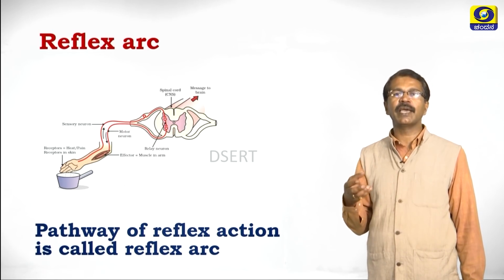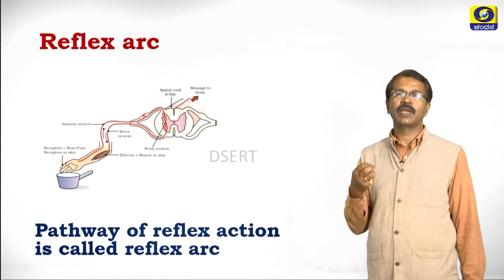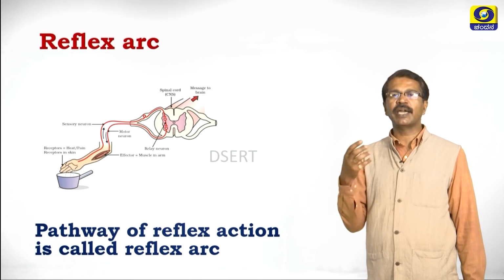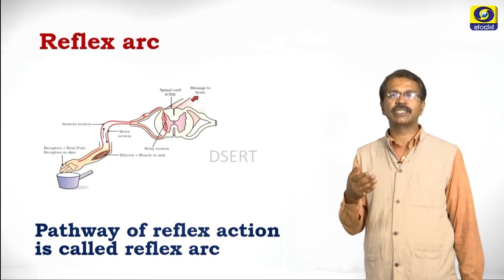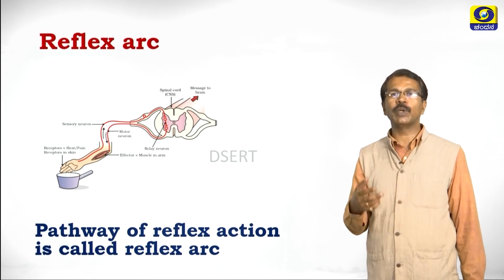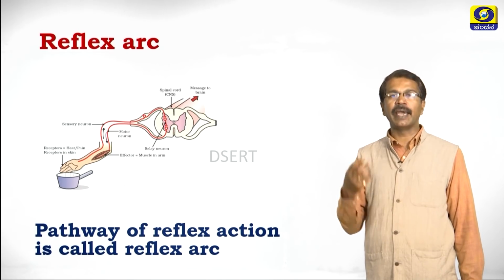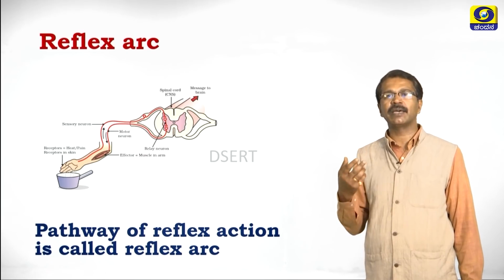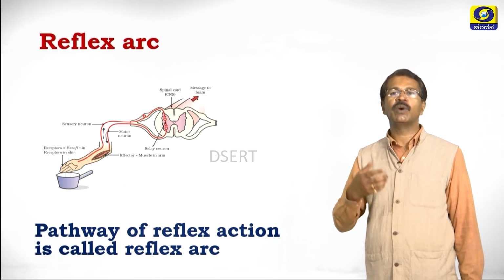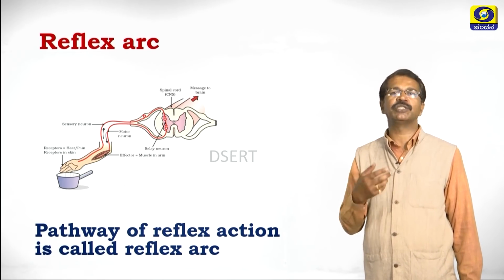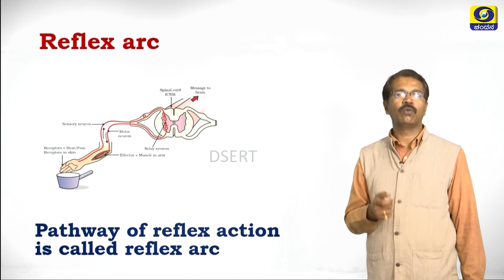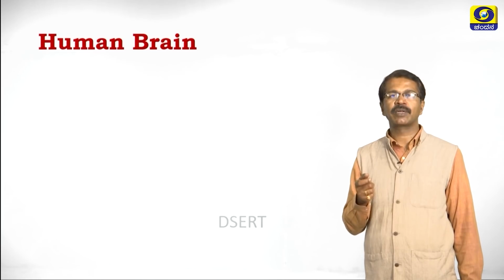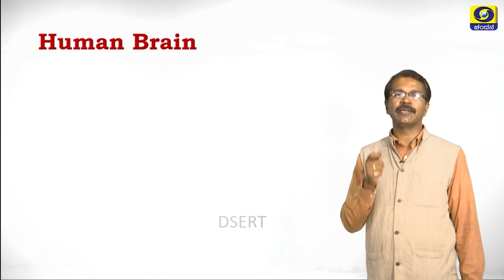Reflex action is a boon to the organism, because all organisms come to such situations and face many threats, during which this reflex action enables the body to give an immediate response and makes the body survive such emergency situations. The pathway is what we call the reflex arc. Hope you understood, students. Now come to the human brain.